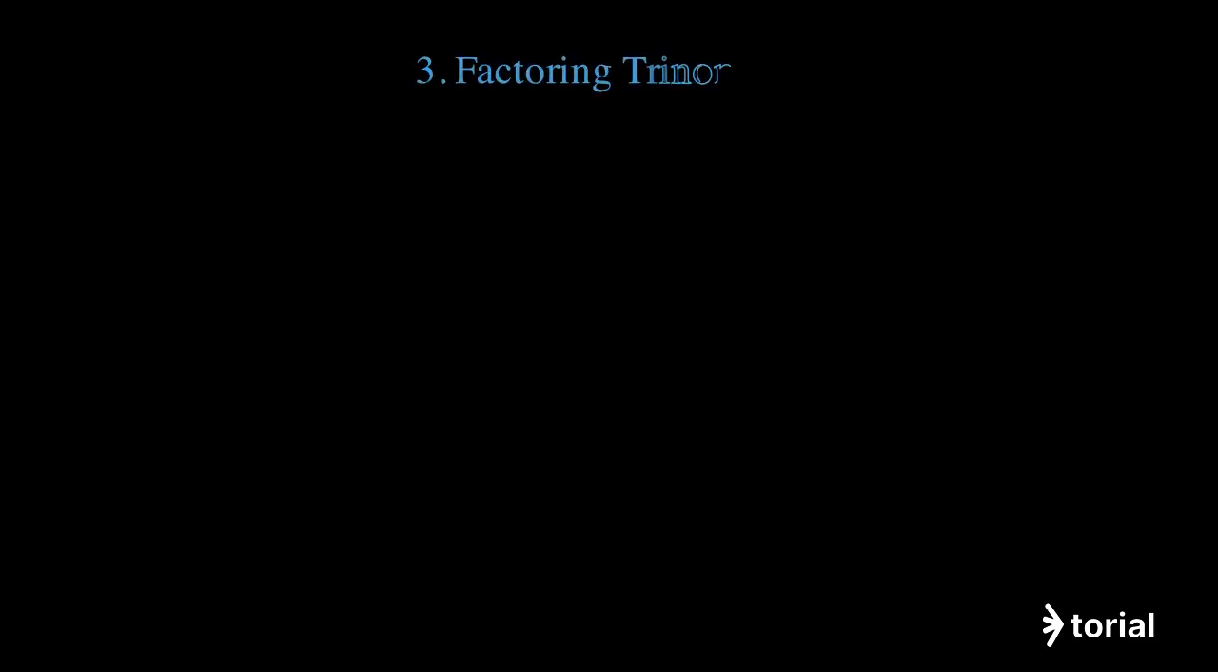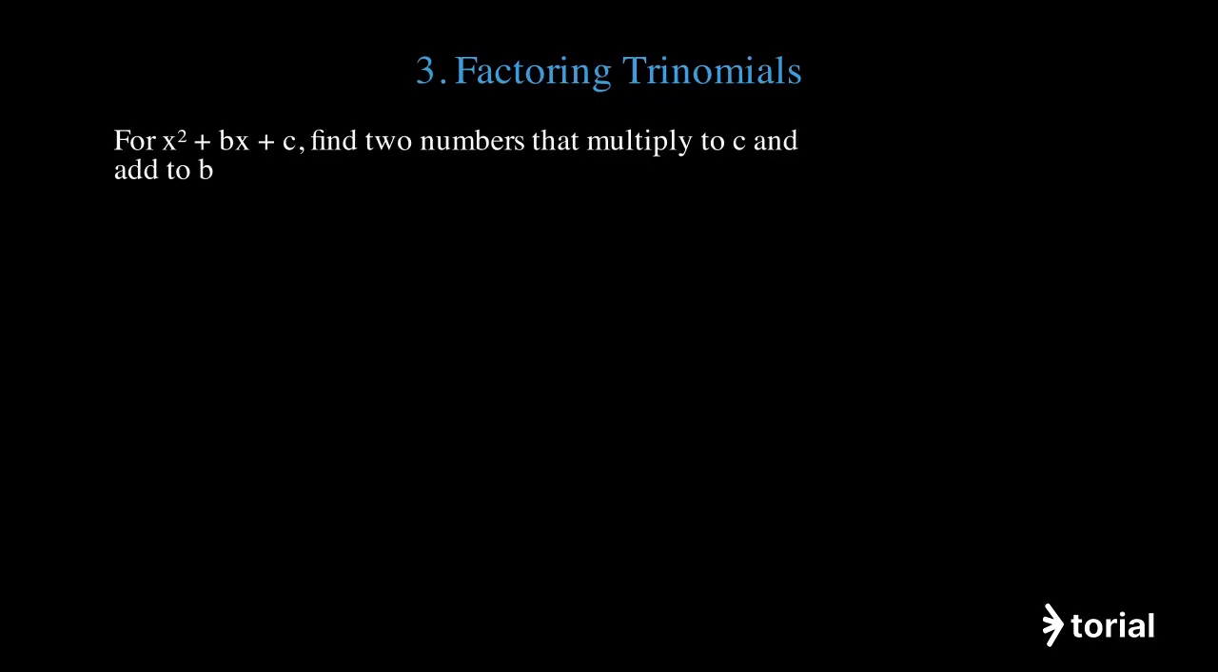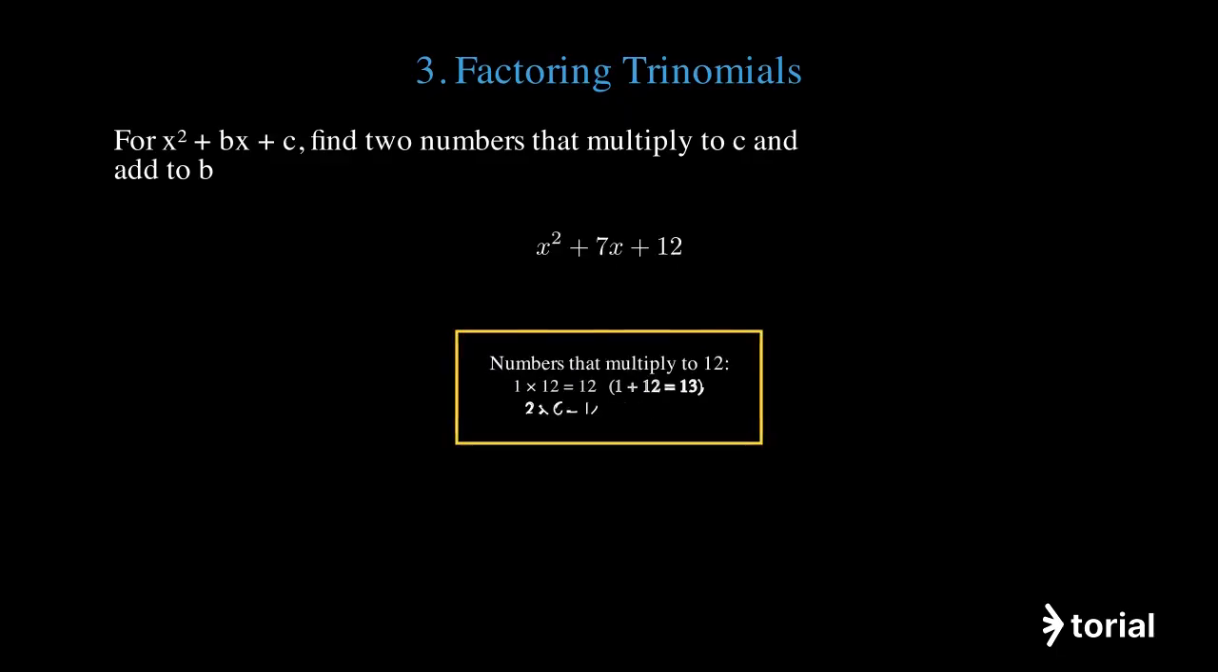Now let's learn how to factor trinomials of the form x squared plus bx plus c. We need to find two numbers that multiply to give c and add to give b. Let's factor x squared plus 7x plus 12. We list pairs of numbers that multiply to 12 and check which pair adds to 7. That's 3 and 4. Therefore, x squared plus 7x plus 12 factors to x plus 3 times x plus 4.